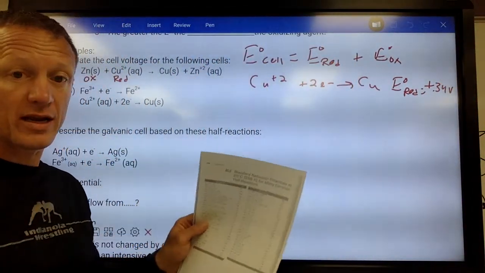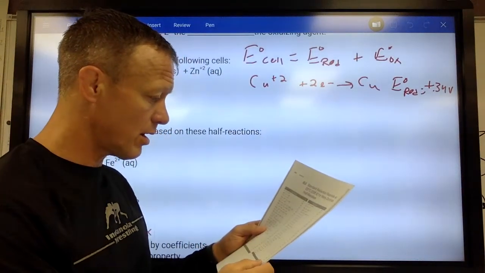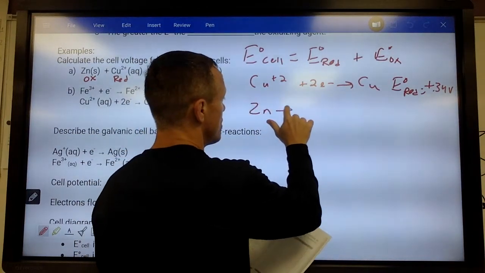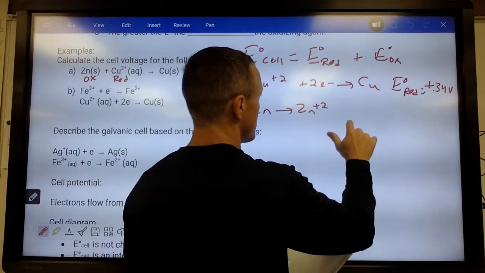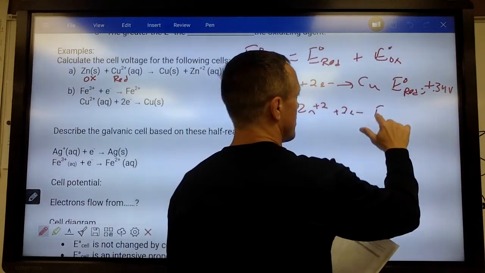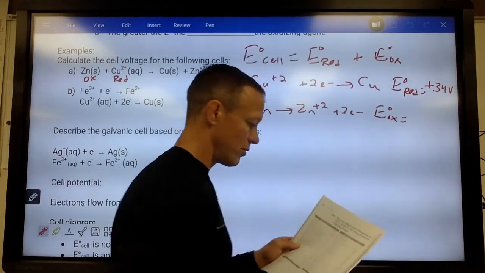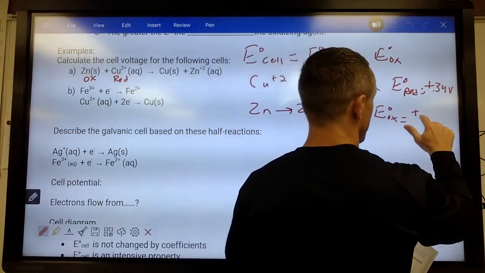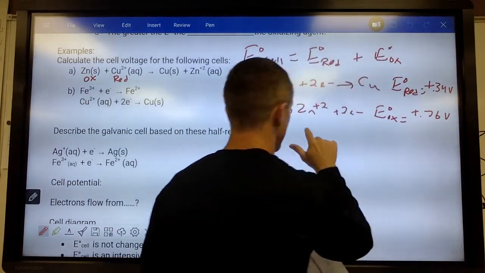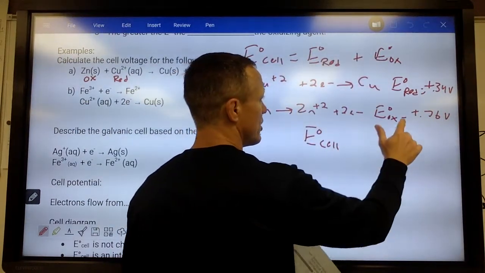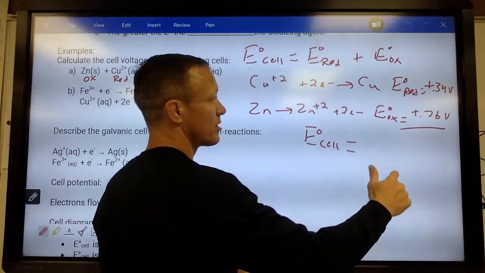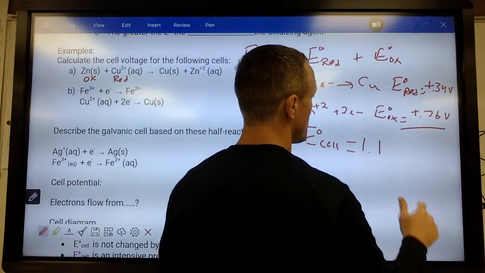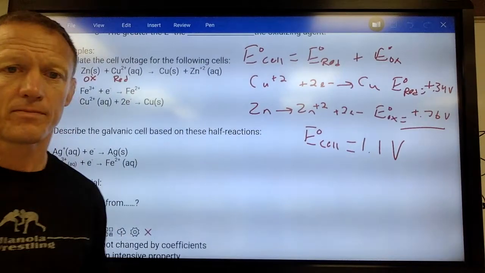Zinc is being oxidized, so I got to take the opposite reaction that's on here. And zinc's reduction potential is negative 0.76. So if we say, okay, now we have zinc going to zinc +2 being oxidized. I don't usually put the electrons on here. It is a negative 0.76 on here, so we flip that because it's now oxidation, positive 0.76 volts. So the overall potential of the cell is those added together. 0.34 plus 0.76, which would be 1.1 volts. That is the potential of that cell.